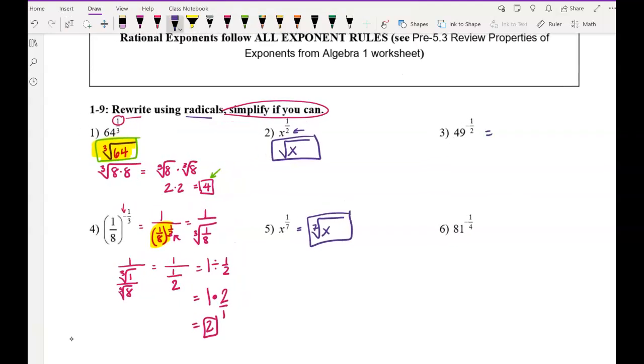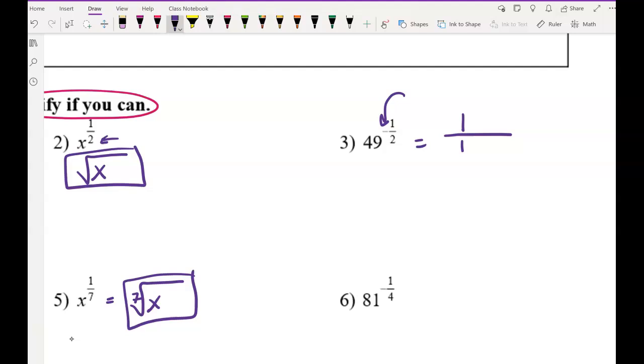All right, so this one over here says 1 over negative power half. So let's write it positive first. So it's going to be 1 over 49 to a power of half. Okay, so the denominator is 2. So that will give us a square root of 49, which is 7. So when we simplify that down, that's just going to be 1 over 7.